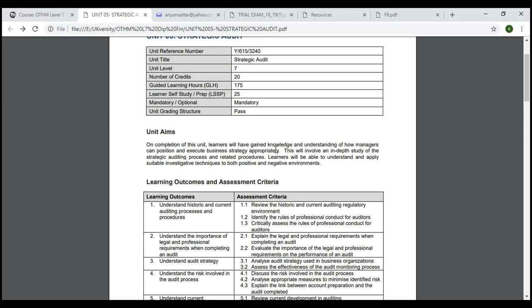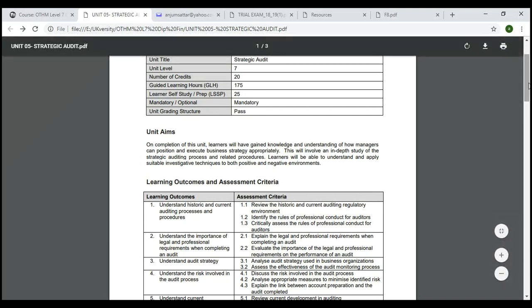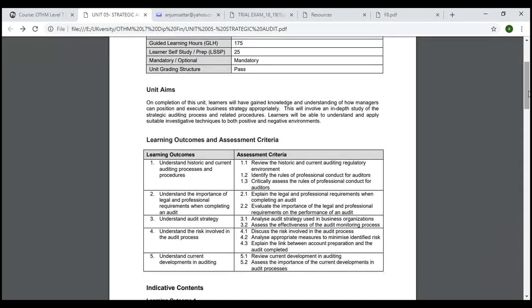Strategy means an action plan: what sort of action planning we can use to achieve our organization's objectives, because audit means taking corrective action. So this will enable an in-depth study of the strategic auditing process, and we'll go through the related procedures. In this unit you will be able to understand and apply suitable investigative techniques, going through the positive and negative environmental effects on the audit.